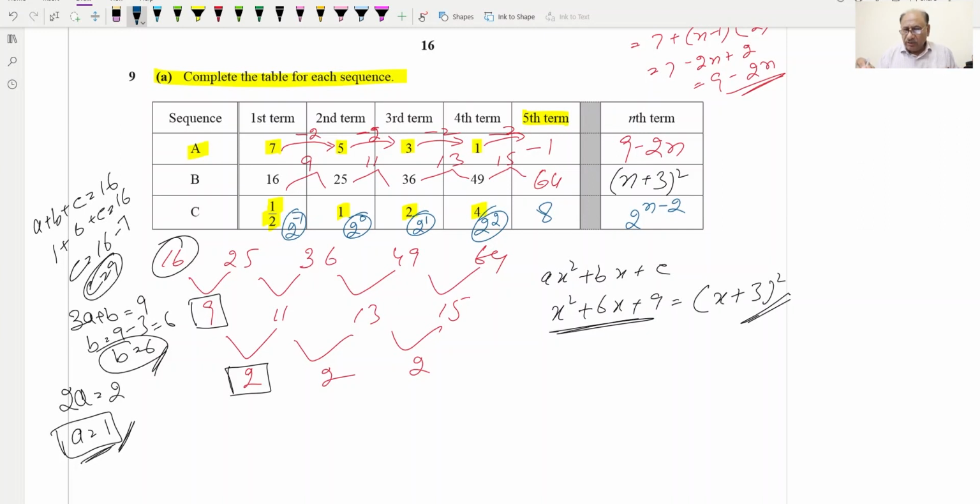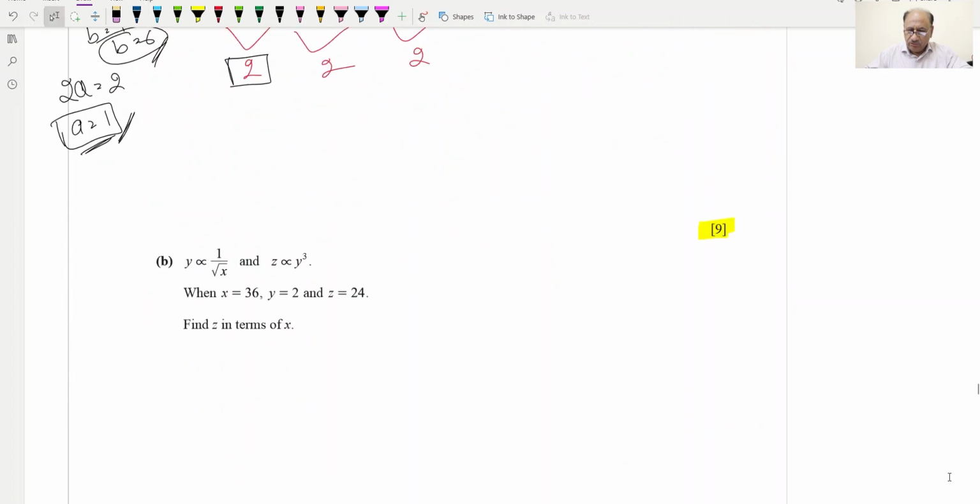So 2 raised to power n minus 2. We are done with this 9-mark question. It was a heavy question which we have done.